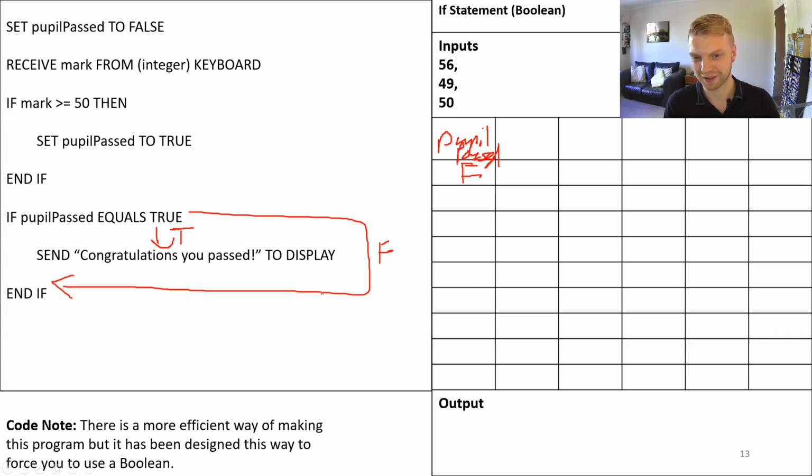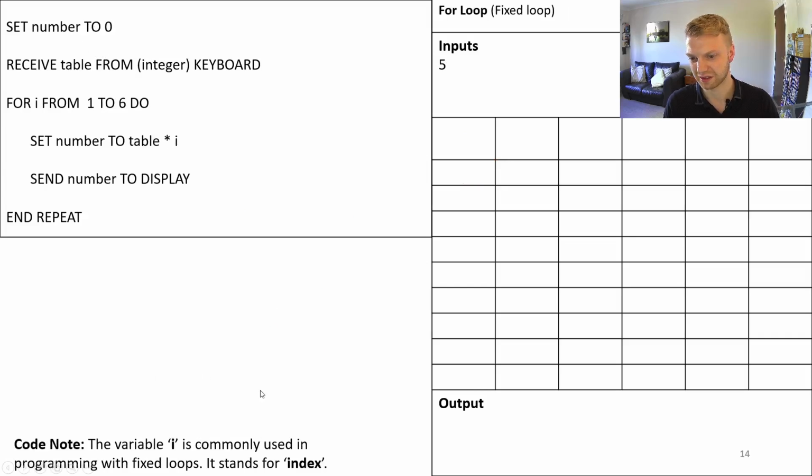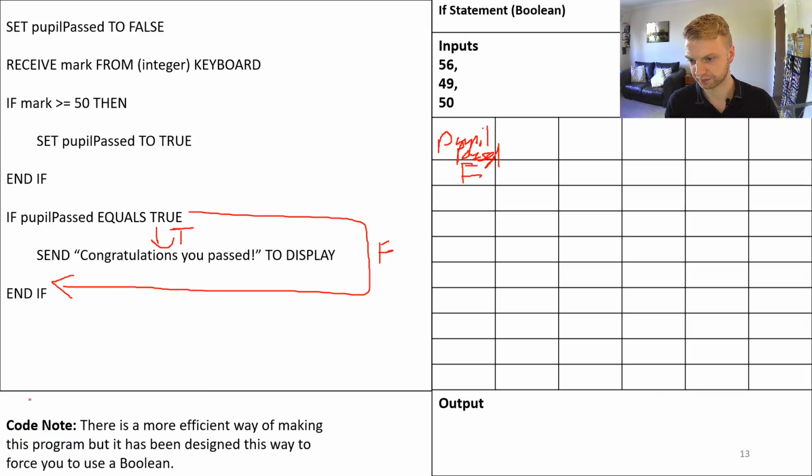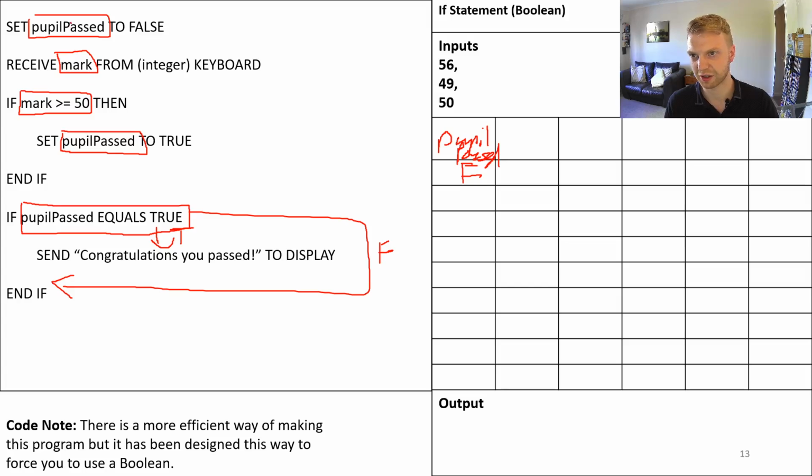So let's just, where did the pen go? So let's highlight this, highlight our conditions, and then pupil passed equals true is one condition. So that means our columns are pupil passed, mark, mark greater than 50, and pupil passed equals true. I'll just call it pupil P equals T.